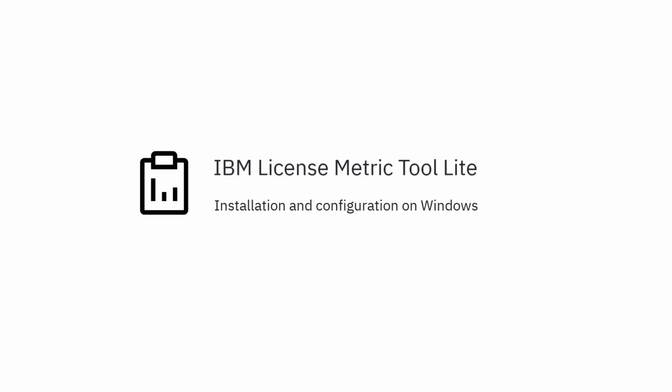This video will walk you through the deployment of License Metric Tool Lite on Windows. License Metric Tool helps you maintain an inventory of the non-containerized IBM software that is deployed in your environment. It also measures utilization of various license metrics, such as PVU or VPC by your products. It is intended to help you manage your IBM software licensing requirements and help you maintain an audit-ready posture.